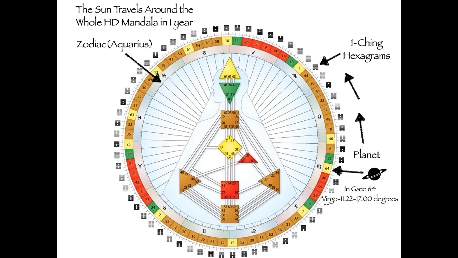So the sun goes around the whole mandala in a year. And the moon goes around in about 28, 29 days. The other planets have varying speeds. So if you look at, for instance, Mercury, that's about a year. Venus is about a year, except for when it goes retrograde, and then it might take a little bit longer. Then you have Mars, which is about 2 to 2.5 years. Then you get into Jupiter, which is 12 years.